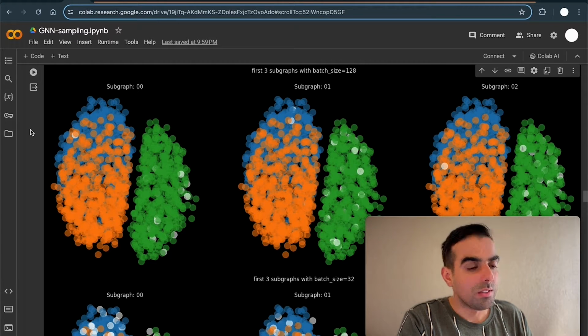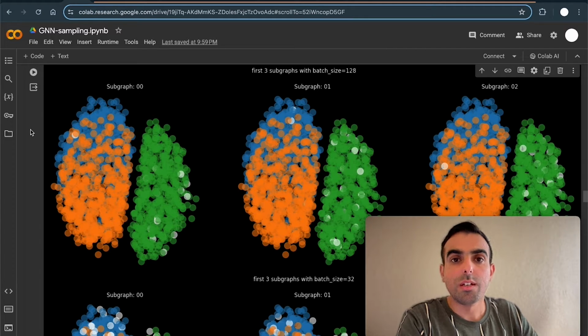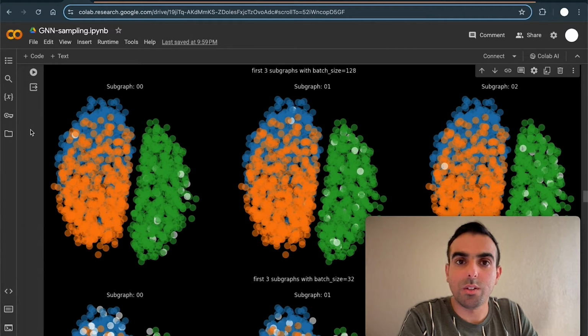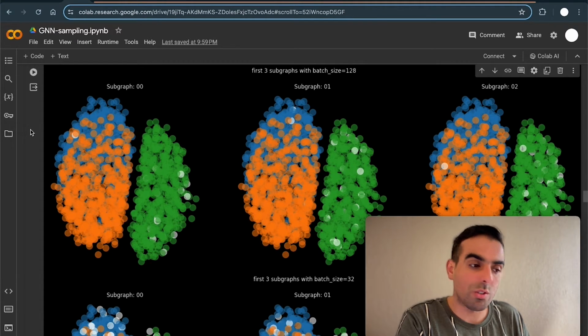Just before we go through the sampling methods in graph neural networks: sampling graphs is not a new idea. It has been used in computer science research for decades. Let's go through some old papers, just a warm-up for the graph neural network sampling.